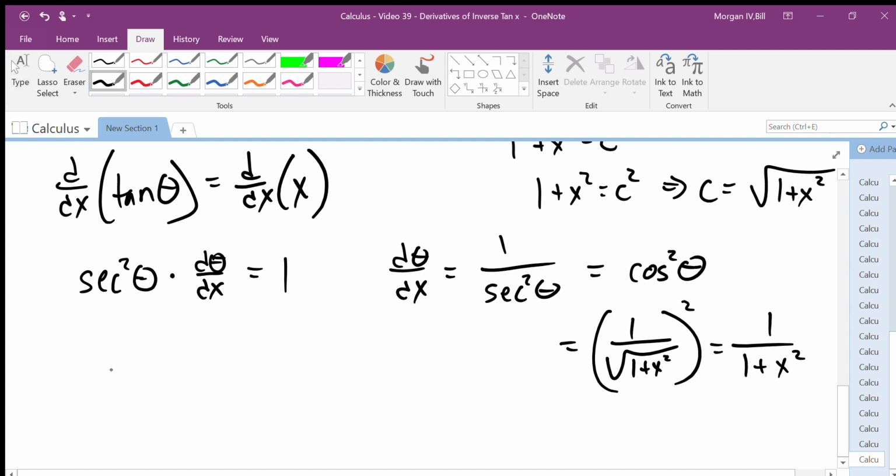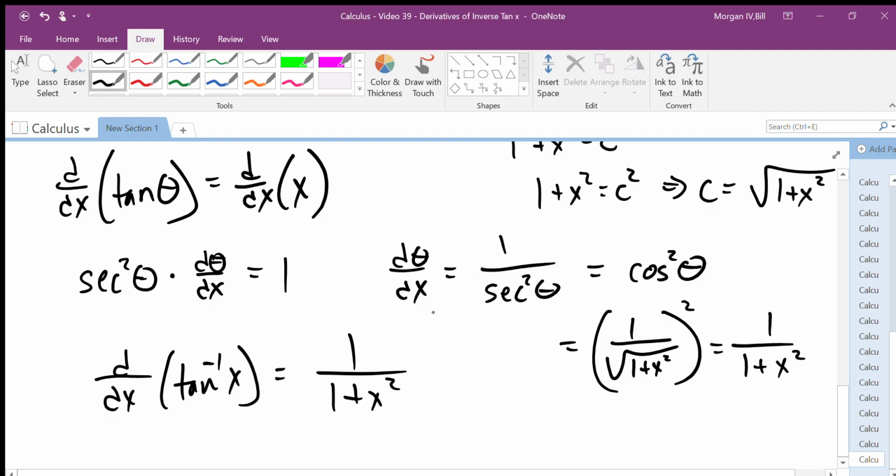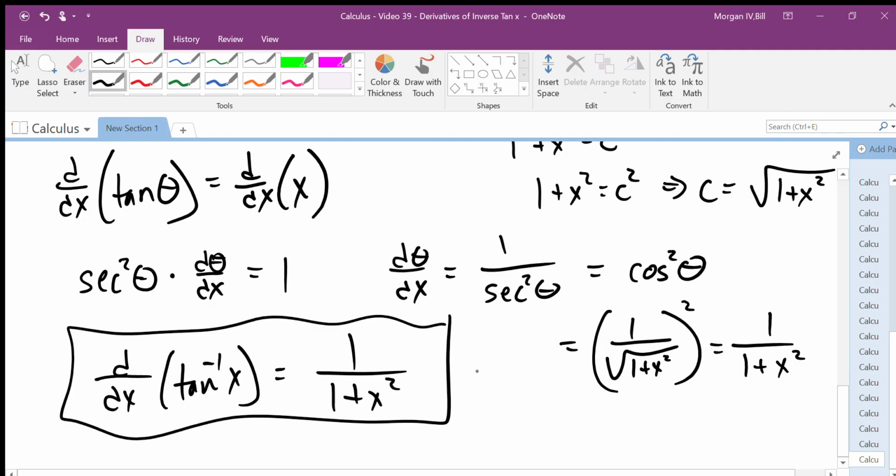Therefore, the derivative of the inverse tangent of x is also 1 over 1 plus x squared. Proven.